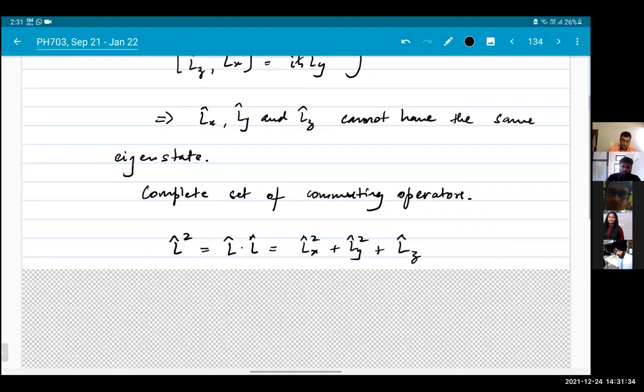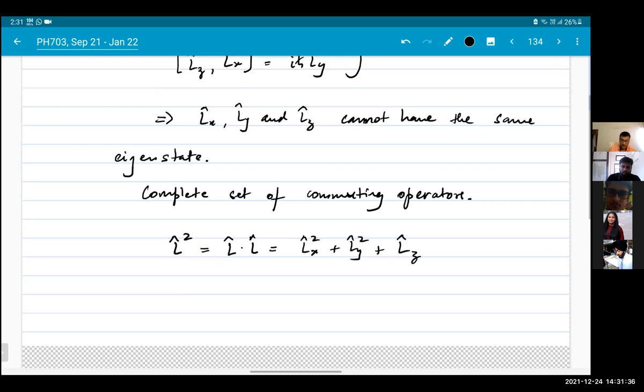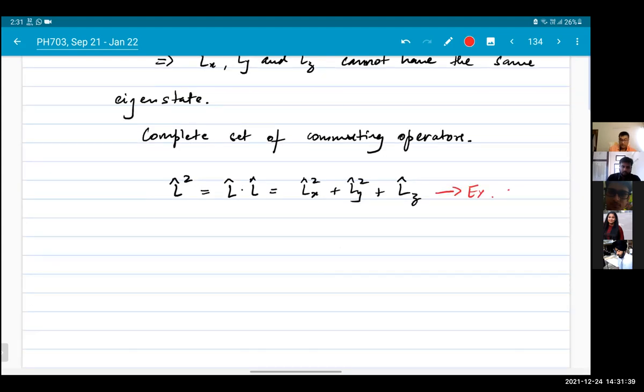You should verify that. When you multiply L by L, what will happen? You will get terms like Lx Ly, Lx Lz. Actually, no, that's not what we're doing. We are just doing the dot product, so there's nothing to check. Okay, sorry. So this is the total angular momentum squared.